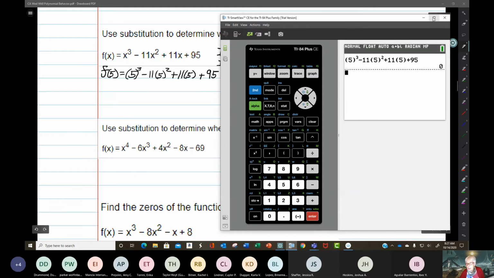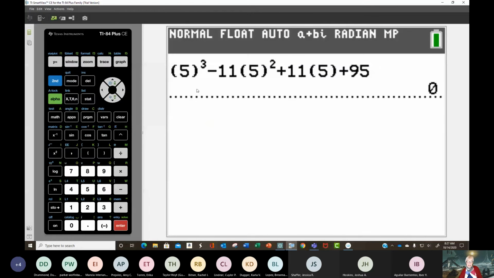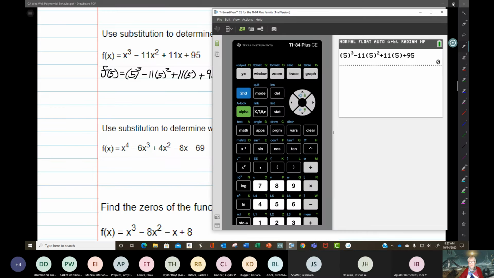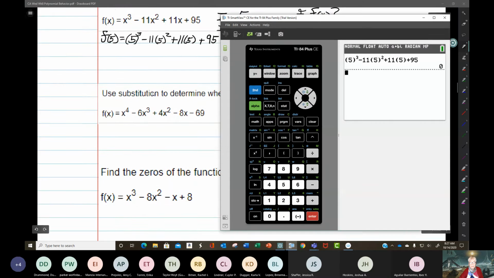Okay, let me make this bigger again. This is what I did. I put a 5 in for every x. The truth is, of course, you don't really need parentheses to do that unless 5 is negative. If 5 is negative, you absolutely need to have parentheses around the negative 5. Substitute it. But of course, it wasn't negative, so I didn't really need the parentheses. It's still a very good idea to get in the habit.